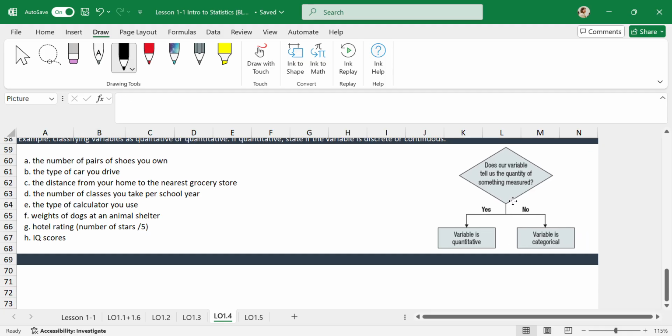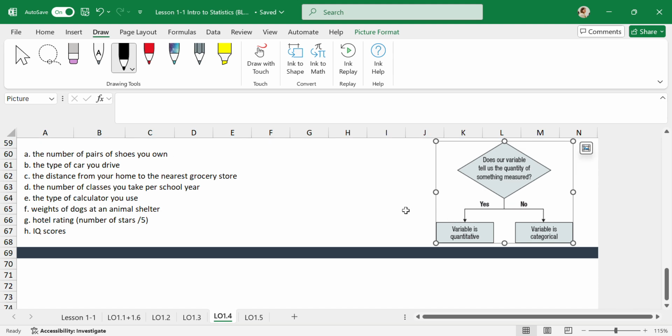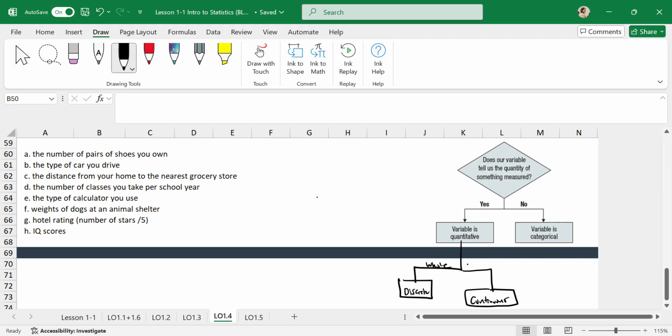If you want to break this down, I've got this nice little image. Does our variable tell us the quantity of something measured? If it's something you measure, then it's quantitative. Further than that, you can break down the quantitative into two other categories. Discrete, if it's a whole number, and continuous, if it's a decimal.